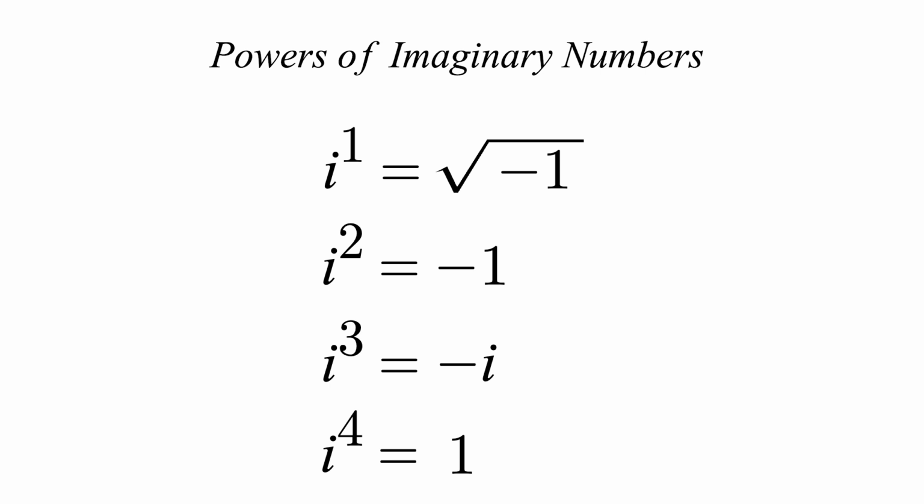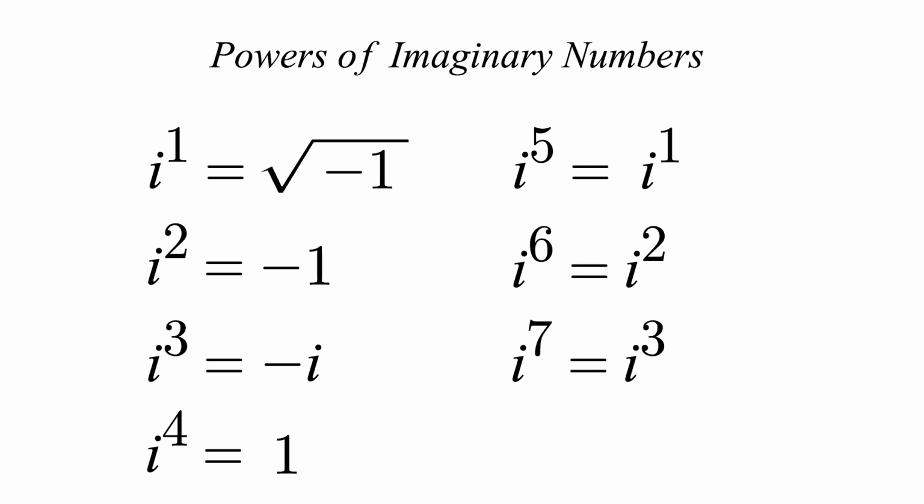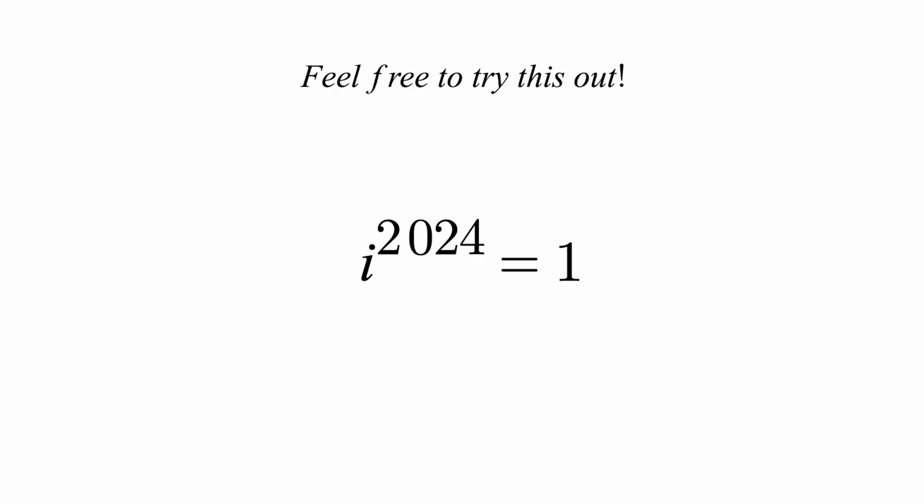These four expressions lead to a very interesting pattern, because now i to the power of 5 is just i to the power of 4 times i, which is 1 times i, meaning that i to the power of 5 is equal to i. This means that i to the power of 6 is i squared, i to the power of 7 is i cubed, and so on. You can see how the unexpected simplicity of imaginary numbers could help in solving harder problems.